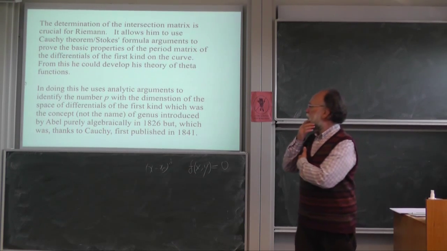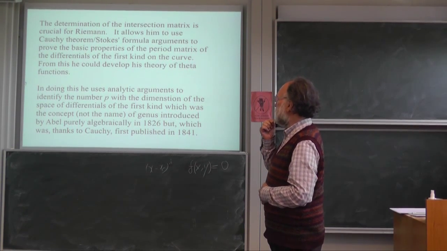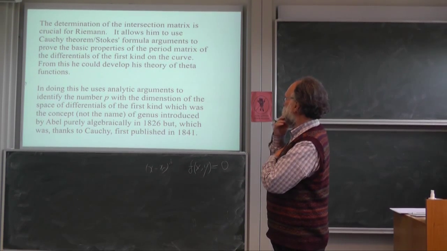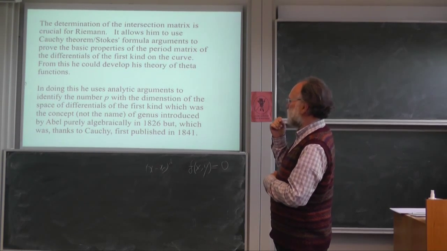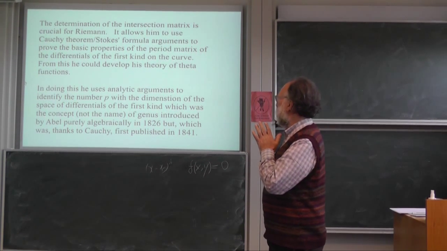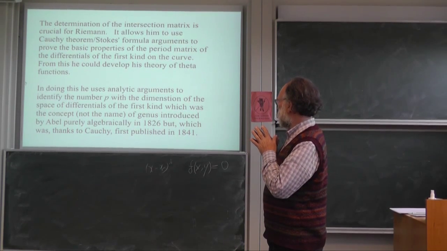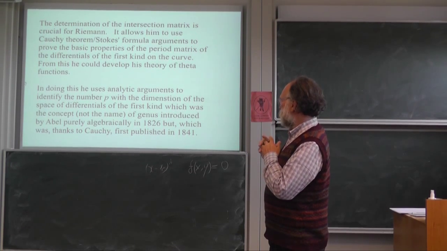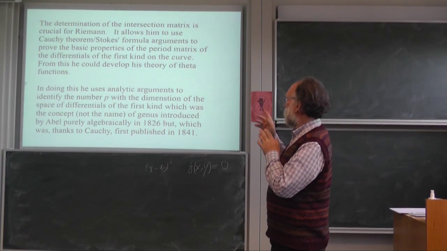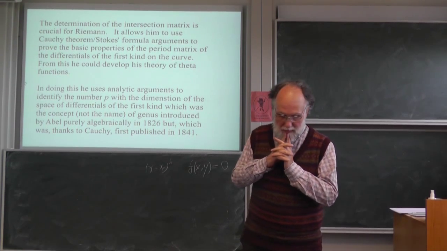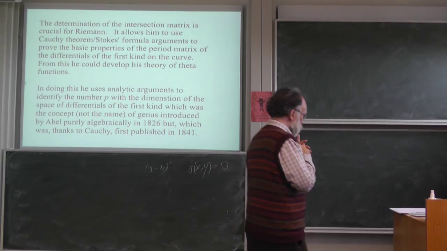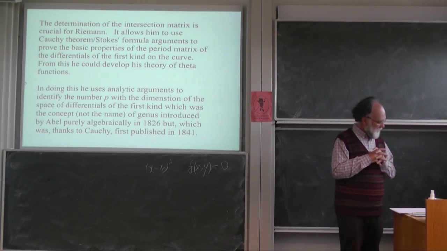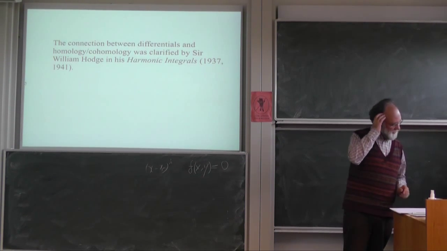So the next point in Riemann's paper, and this is actually what he is aiming for, is that he uses Stokes, the Cauchy theorem or Stokes formula, to prove the basic properties of the period matrix. And then from that he develops, the way that Riemann does it is pretty well the way that one does it nowadays. And he develops then the theory of theta functions, which you can regard in several different ways.